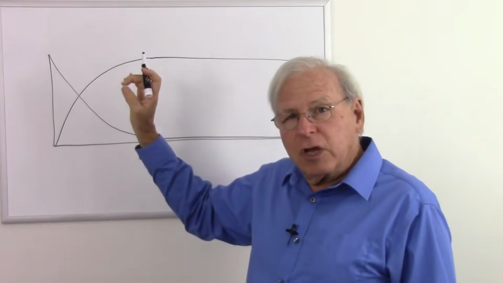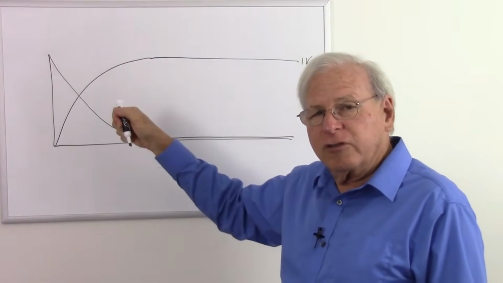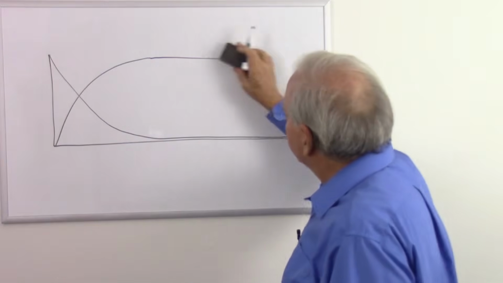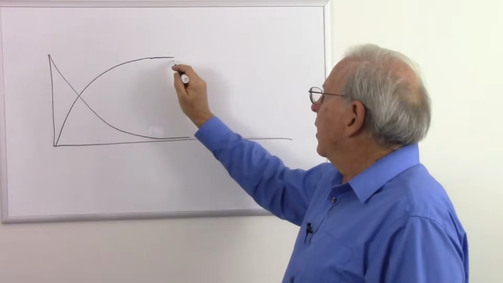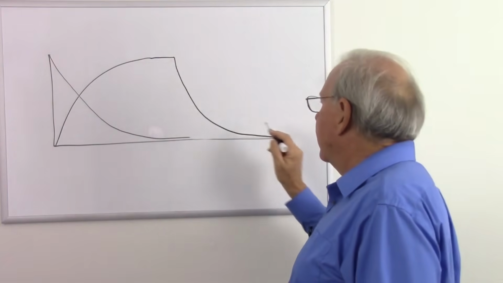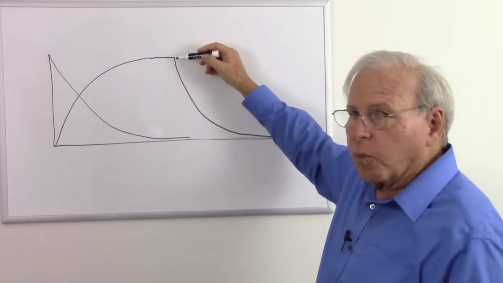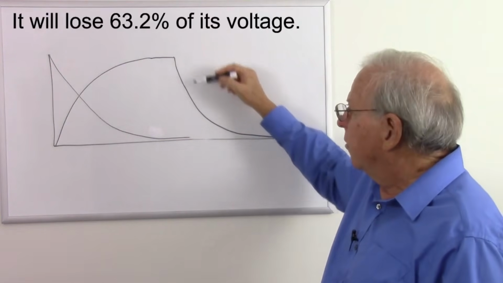So now I'm going to flip those switches. I'm going to open the charging switch and close the discharging switch. And this is going to start discharging. So what's going to happen? Let's do it right about there. When I hit the discharge, it's going to discharge following a curve that looks pretty much like the charge curve inverted. And in 1 second or 1 time constant, it's going to get down to 63.2% of the starting voltage.